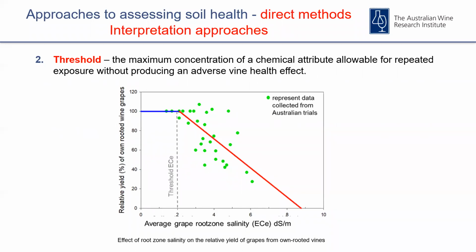So again, that gives us a threshold. We understand that in soils where we're measuring soil salinity above 2 decisiemens per metre, we're going to be seeing potential problems with own-rooted Vitis vinifera.